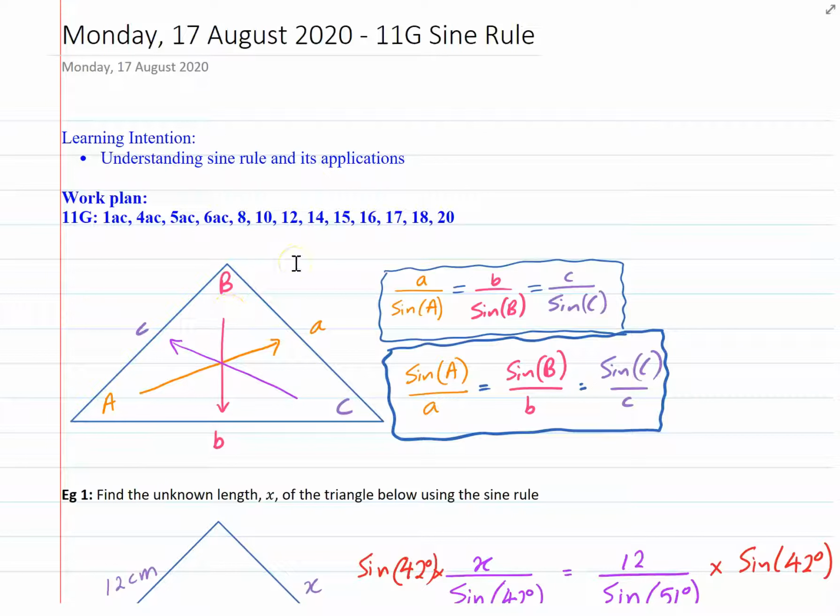So the sine rule says the ratio between the length and the sine value of the opposite angle stays the same for a given triangle. So if I look at b over sine B or c over sine C, it is exactly the same as a over sine A. So that's what I've written here. And of course, you can flip this one and write down the sine value of a given angle divided by the opposite side length, which is exactly the same for every case in this triangle.